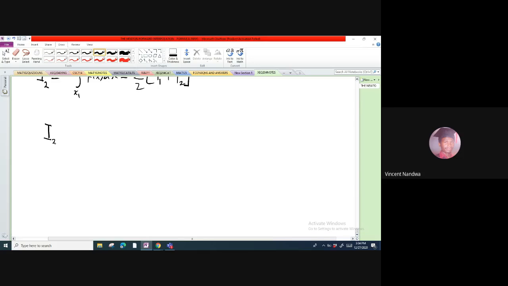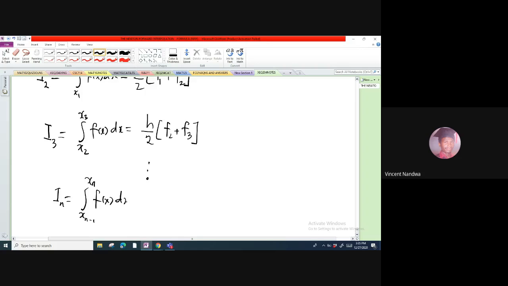I3 will be given by the integral from x2 to x3, and then the next, etc., up to the point we have In equals the integral from xn minus 1 to xn of f of x dx, which will be given by h over 2 into f n minus 1 plus fn.